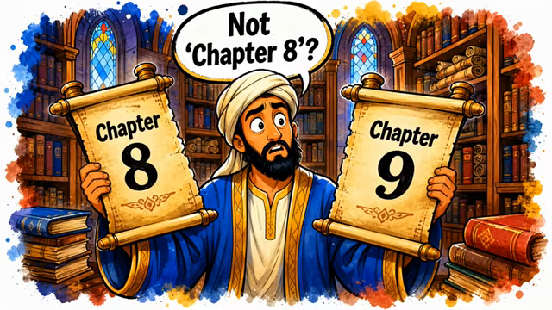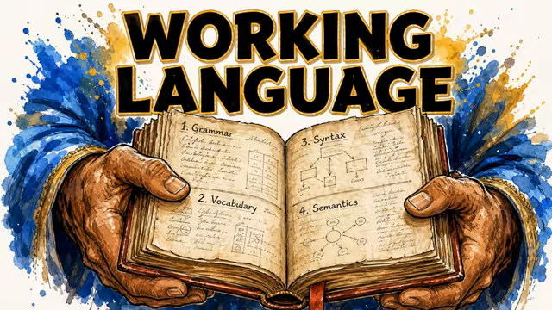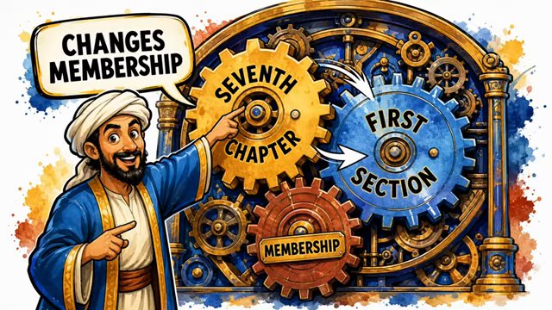Do you hear what just happened? Ibn Abbas is not using our vocabulary. He is not saying chapter 8 and chapter 9. He is speaking in sections. He is saying, this one belongs to the Miyun category. That one belongs to the Mathani category. So why are they both sitting in the Tiwal? The 4 divisions are not a later scholarly overlay imposed on the text. They are the working language of the companions themselves, precise enough to build a technical objection out of.